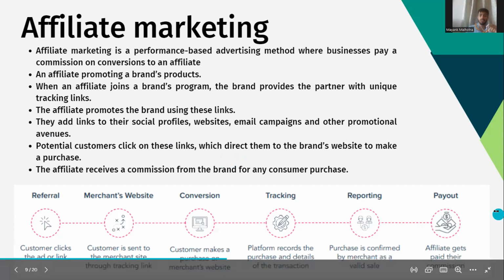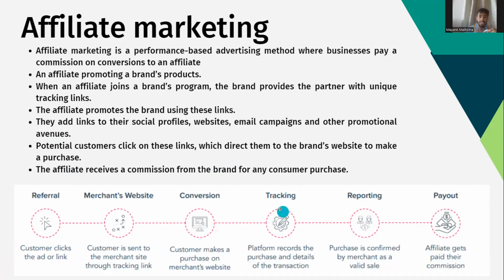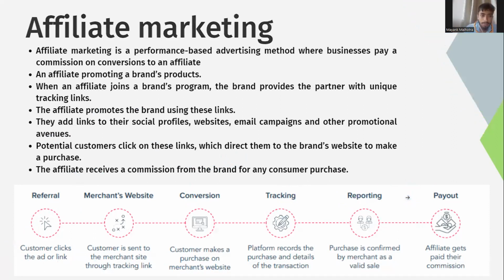Here's the diagram which shows the process. Customer clicks on an ad or a link. Customer is sent to the merchant site through the tracking ID. Next is the conversion. Customer makes a purchase on the merchant's website. Then tracking takes place. The platform records the purchase and details of the transaction. Then reporting: the merchant confirms whether the payment is valid or not. Then the affiliate gets the payment or the commission.